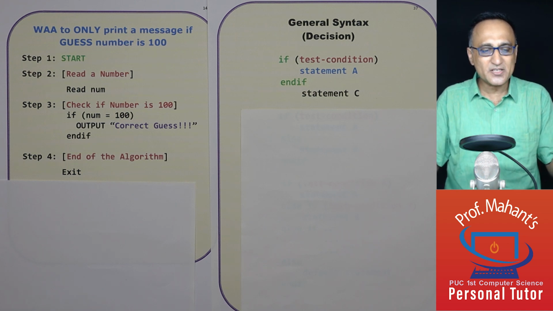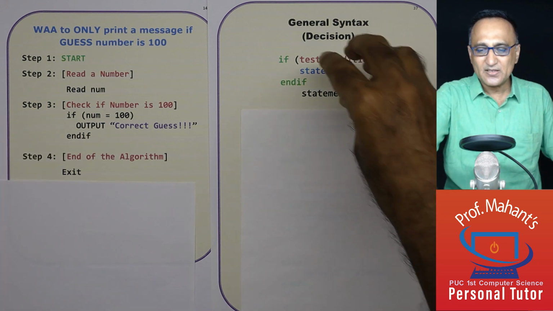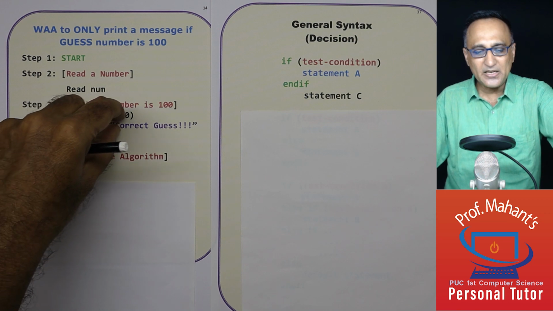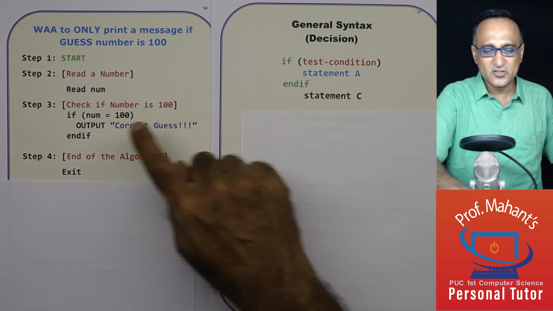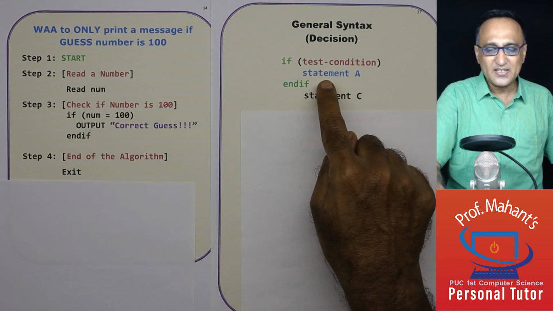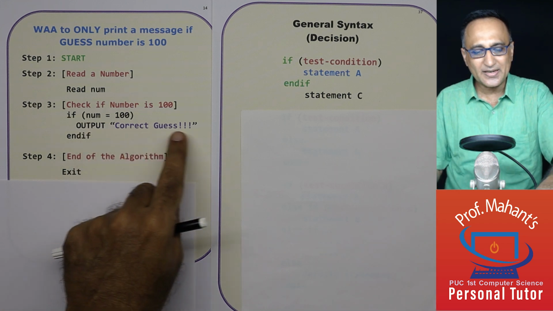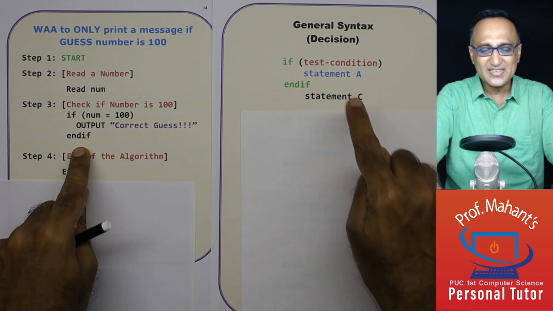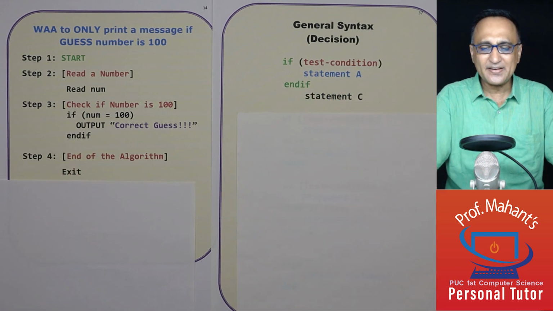So just be sure you understand why we have used this if. The format of this if is given here. I have actually used the if here. Num equal to 100 is that test condition. So whatever I am testing should be tested here. Statement A is this output correct guess. So it can be any instruction here. And end if as it is. And if I had any other thing, I could write it as statement C.